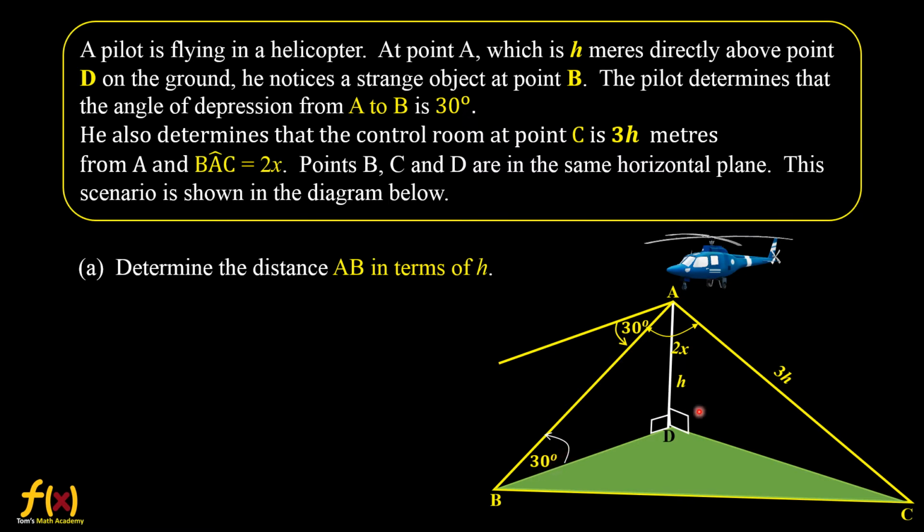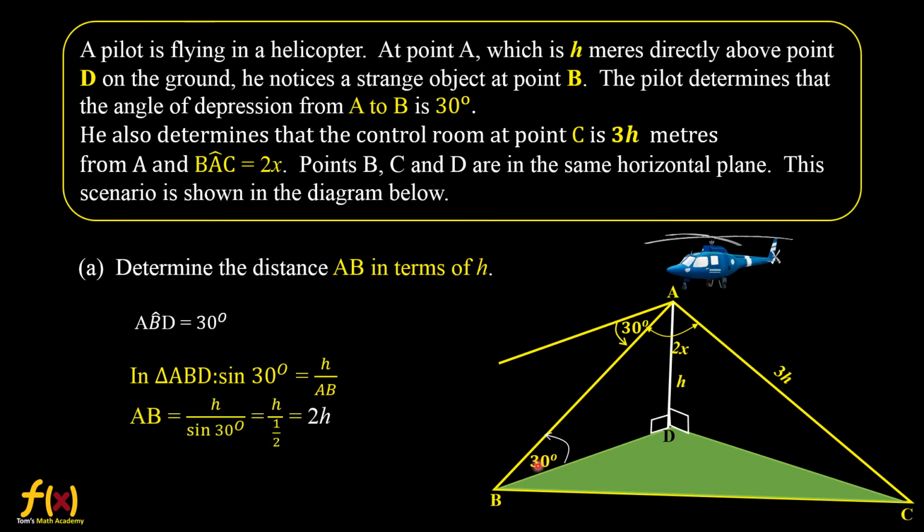Now hypotenuse can be calculated. What ratio we will use? We have the opposite side. So we write, okay, in triangle ABD, we can get sine 30 is h over AB. From there we solve for AB. AB equal to h over sine 30, which is half. H over half is 2h. Okay, that's how we get.